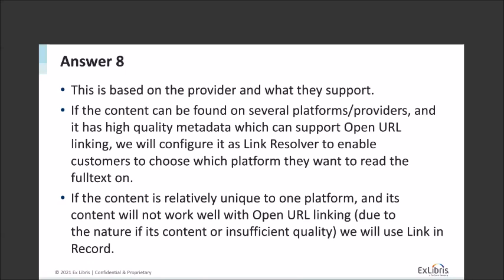And of course, we are checking very well the metadata of the records that will provide reliable links. In addition, we need to make sure that the provider actually supports the OpenURL linking to their platform, and they give us the syntax or good links that we can use to build the OpenURL. Now, if the content is relatively unique to one platform and its content will not work well with OpenURL linking due to the nature of its content or insufficient quality, we will use link in record.